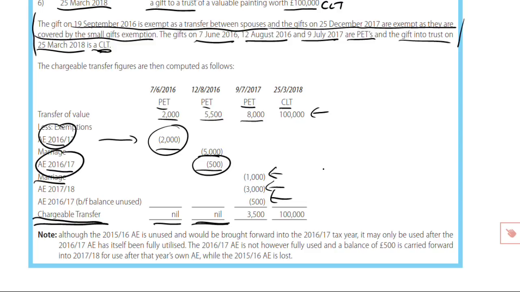By now we're into 17-18. Sadly, none of the 15-16 unused annual exemption is available to us. We only got to carry it forward for 1 year. And as we've seen, for use after that year's own annual exemption. Hence why here, in 16-17, we firstly applied the 16-17 annual exemption. Again, have a little read through the note there for 1 moment, please, and make sure that we're happy with how we work from a transfer of value down to your chargeable transfer figure.